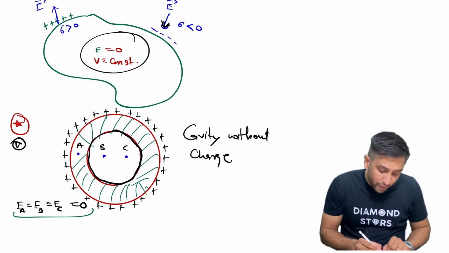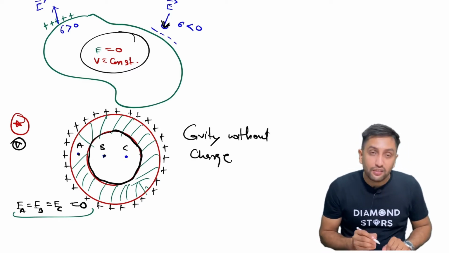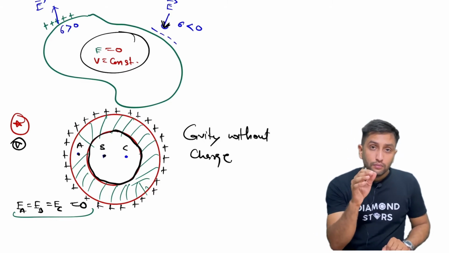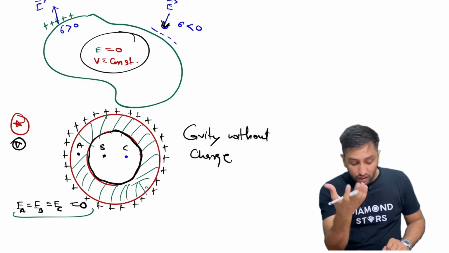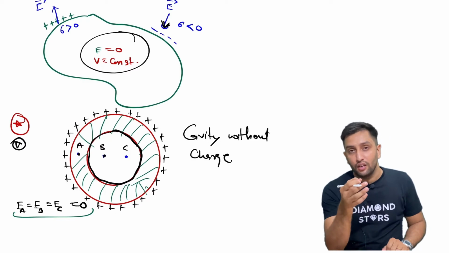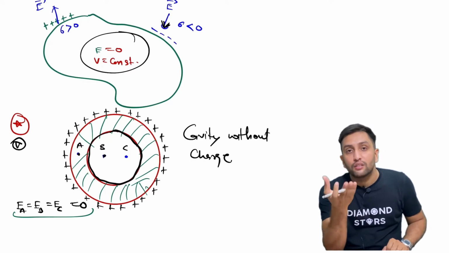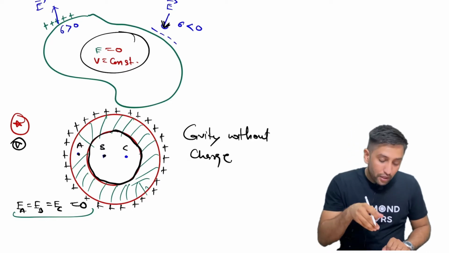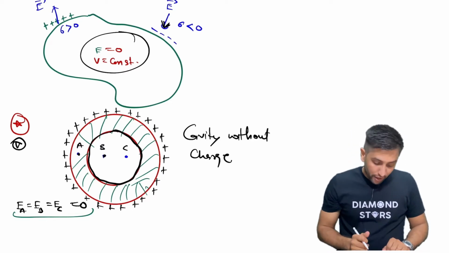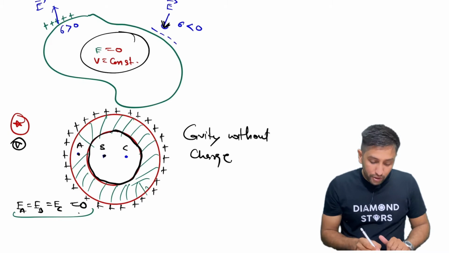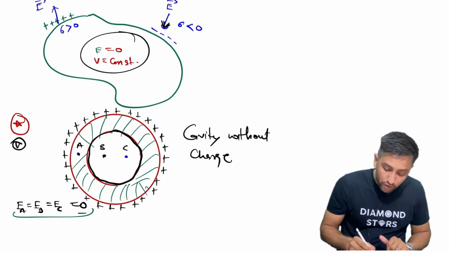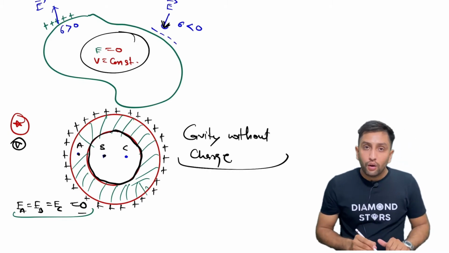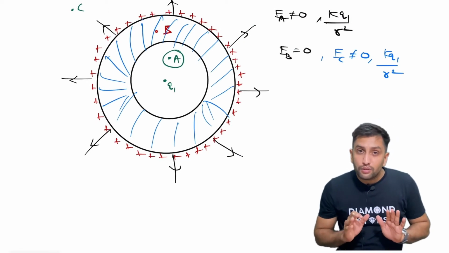If I take the three points here, A, B and C, and ask you what the electric field is here, definitely you will say, sir, the electric field is 0 inside the metals, and even there is no charge. So EA, EB, EC will be 0. That is the case of a cavity without charge. Okay, these are the concepts, friends.